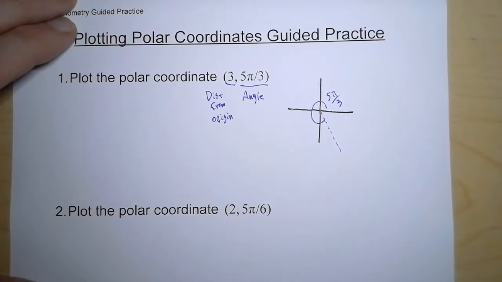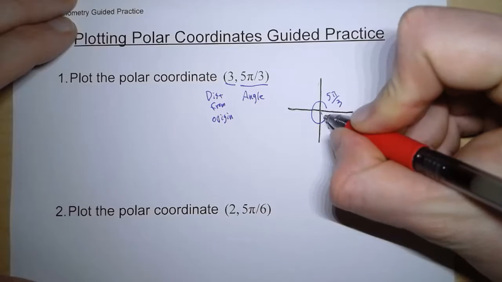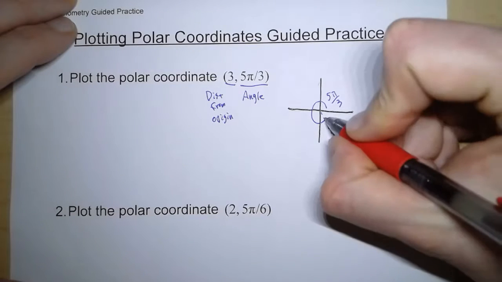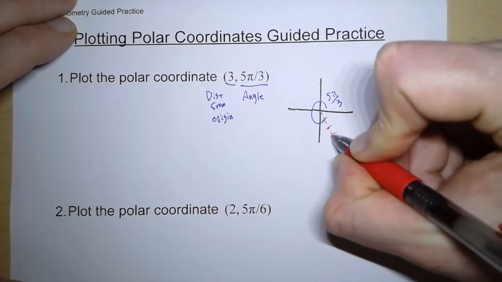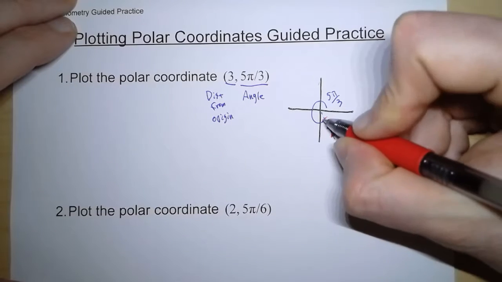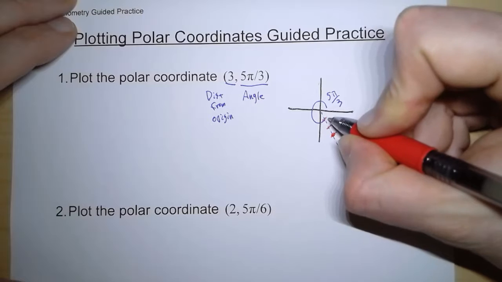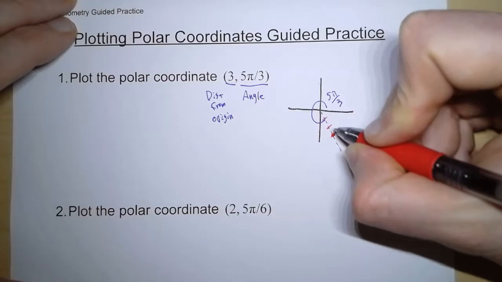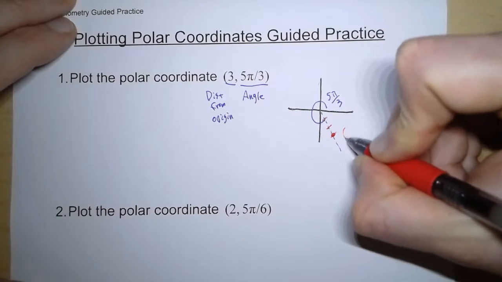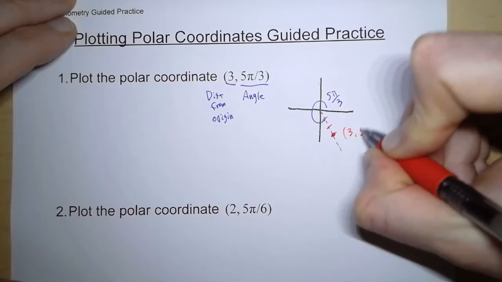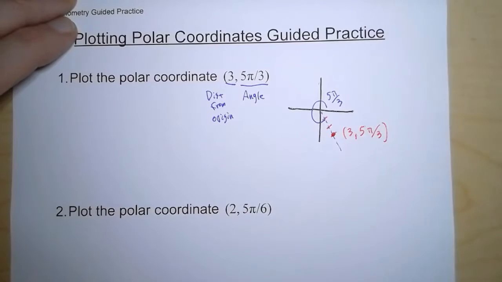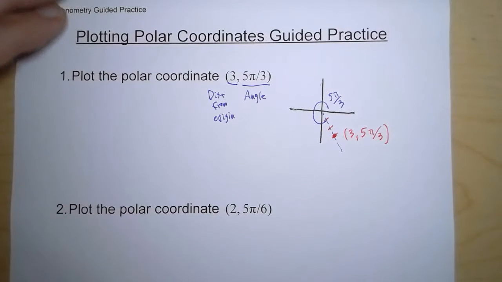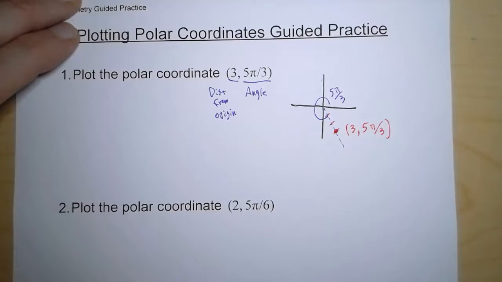And then what we say is, well, okay, we need 3 spaces away. So what many textbooks you'll see is they'll mark 1, 2, 3 and put that point right there. And they put the marks here to say, okay, I moved 1 space, 2 spaces, 3 spaces along this angle. And so there is our point, 3 comma 5 pi over 3. And that's how we plot points in polar. So let's look at the next example.